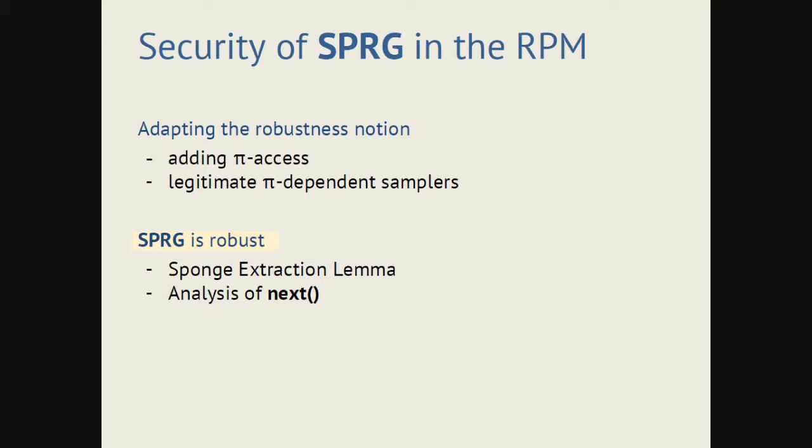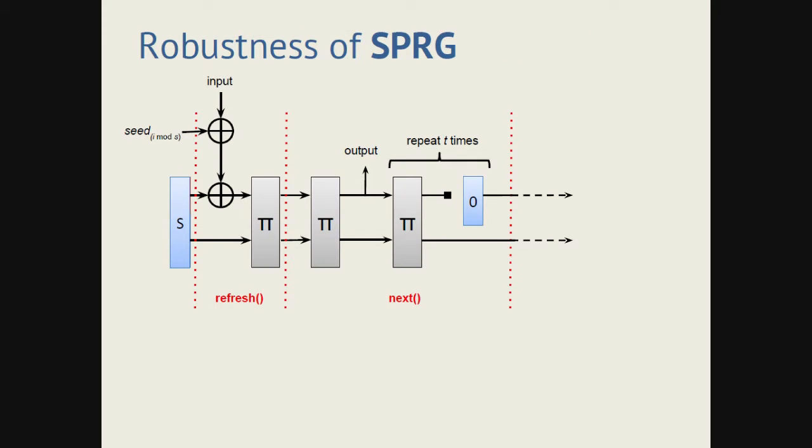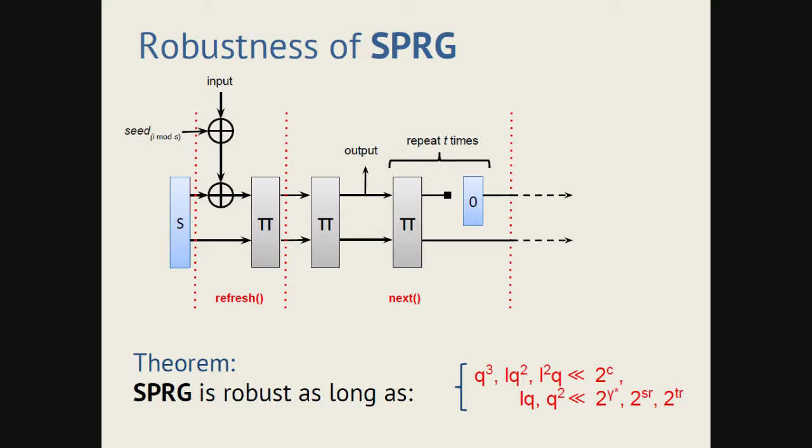And now we can get to the main contribution where we show that our construction SPRG is actually robust in the random permutation model. So this is the construction that I already showed you, and the theorem that we prove is that SPRG is robust, or the advantage of the adversary is small, as long as these set of inequalities are satisfied. Where on the left side you can see the number of queries that it asks, or the L, which denotes the total length of the inputs that are given to the PRNG. And on the right side, you can see terms that are parameterized by the parameters of the construction.